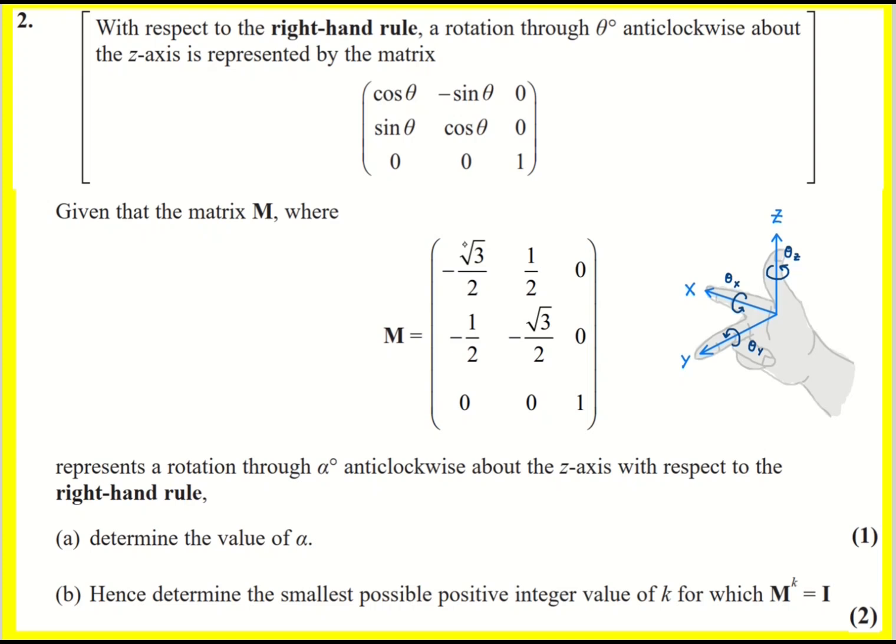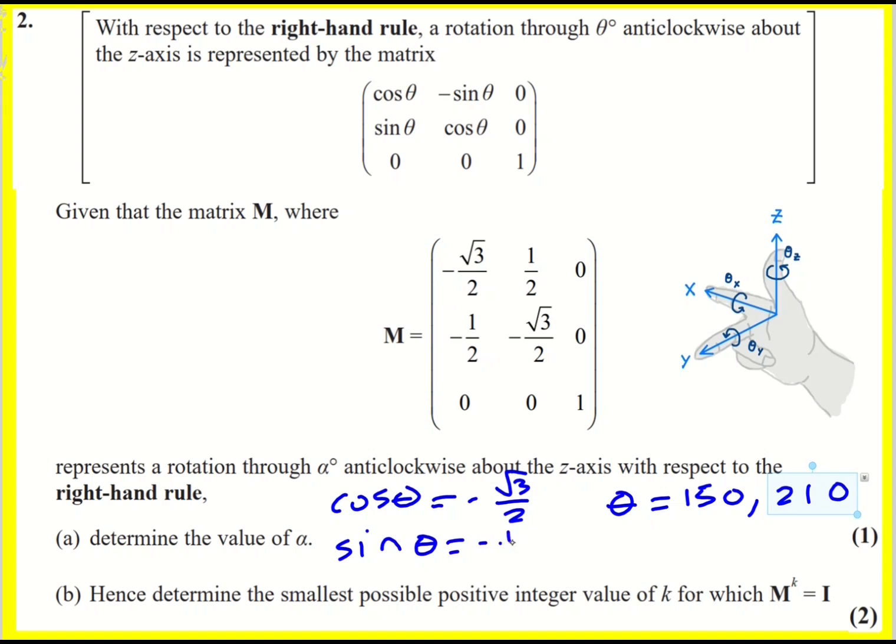We're given this general matrix and then a specific matrix M, which is a rotation through alpha degrees anticlockwise, and we're asked to determine the value of alpha. So I can look at cos theta equaling minus root 3 over 2 to find theta. The first solution is 150, and then we do 360 minus that to give 210. I'm not sure which one it is at the moment, but now I check sin theta, which is minus a half. If you do inverse sine of that, you get minus 30, but you can find the other two solutions, which are 210 or 330. So we can see it must be 210.